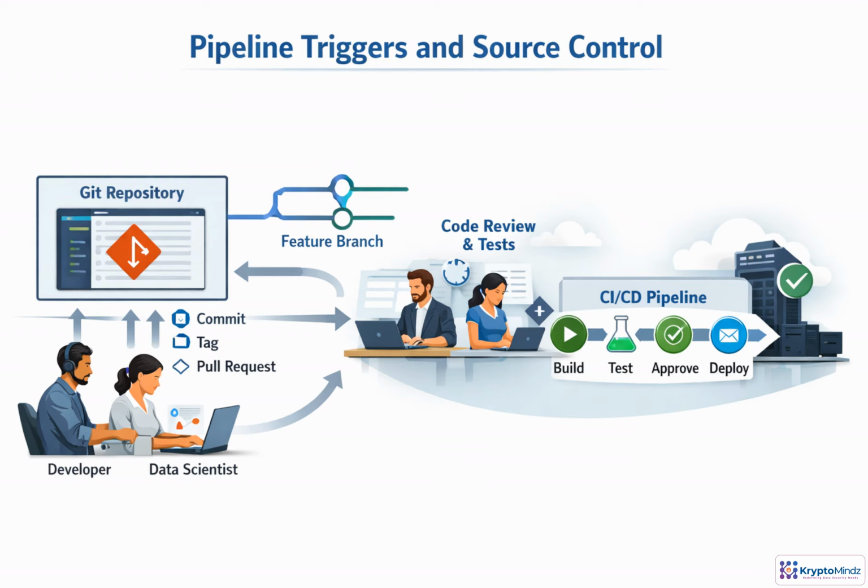Most automated delivery starts with a Git event. A developer or data scientist commits code, opens a pull request, creates a tag, or relies on a schedule. That event triggers checks before anything reaches production. Branches keep experiments isolated, while pull requests add peer review and automated testing. When checks pass, changes can merge into main, and the deployment pipeline can build, test, approve, and release, with traceability back to source control.